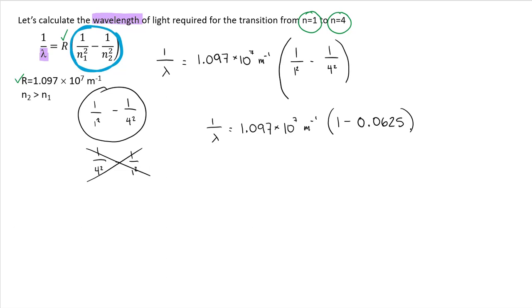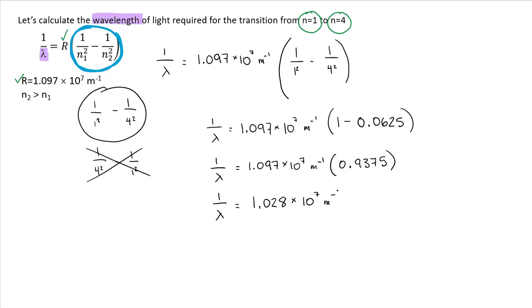So 1/16 is 0.0625. 1 over the wavelength is equal to the Rydberg constant. Now this is, again, where students do weird things. 1 minus 0.0625 is 0.9375. Now, 1 over the wavelength, we're just going to multiply those two together. 1.097 times 10 to the 7th times 0.9375 is 1.028 times 10 to the 7th meters to the minus 1.